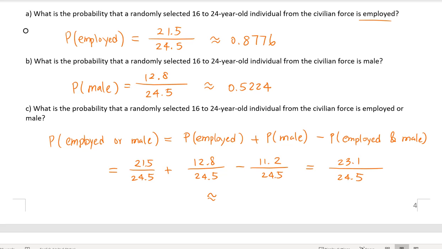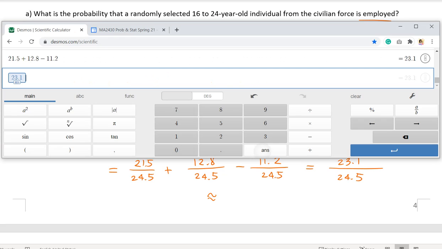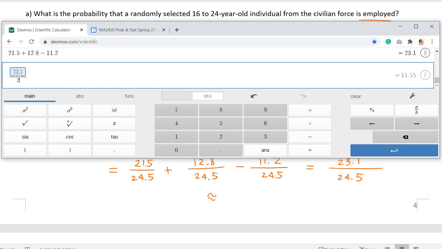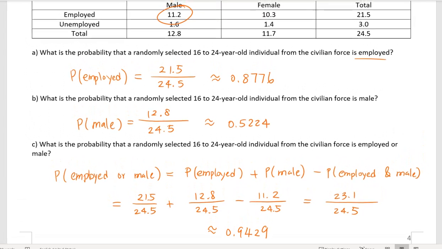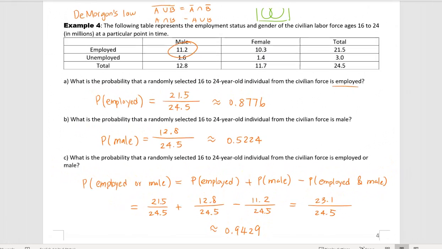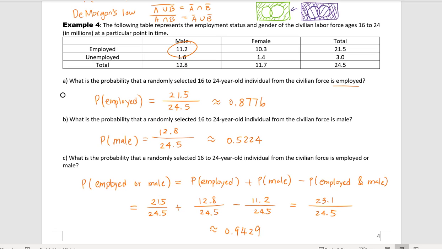and that's 23.1. We get that number divided by 24.5. So the answer is 0.9429, rounded up, right? So that is the answer for this part. And this is example 4.